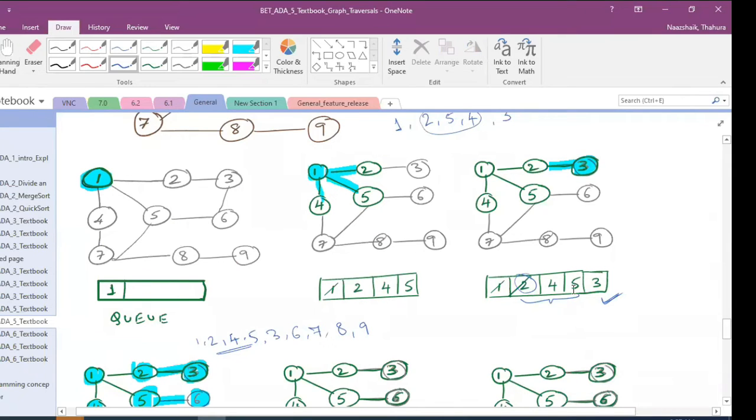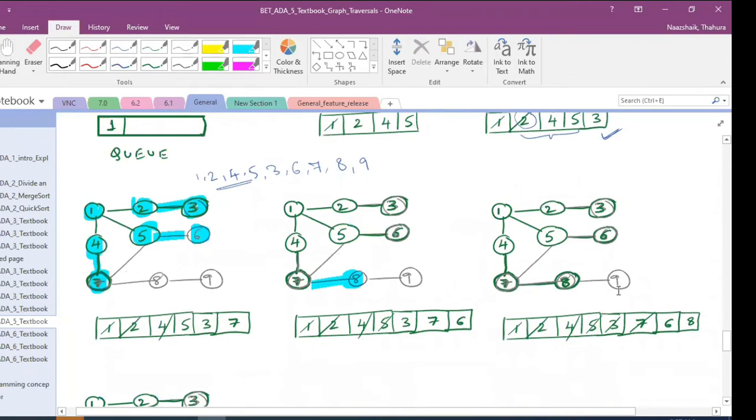Okay. So now we are left with 4 and 5 in the queue. You pick your 4 and see what is coming out. 7, right? So you add 7 at the end and you remove 4. Now you pick 5 again. You see what is coming out, you add 6 and you remove it from the queue because you finished processing this. And then you go ahead and now pick 3.